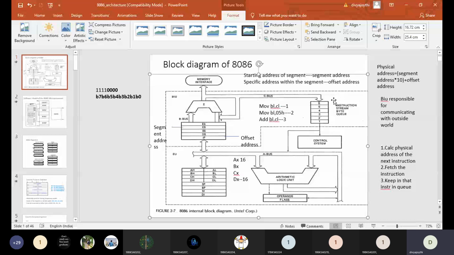The reason is, what is the data bus size of the 8086? 16 bits. But here the queue has 1 byte of space. That means it has space for how many bits? 8 bits. But the 8086 data bus size is 16 bits, and the free size is of 8 bits only.